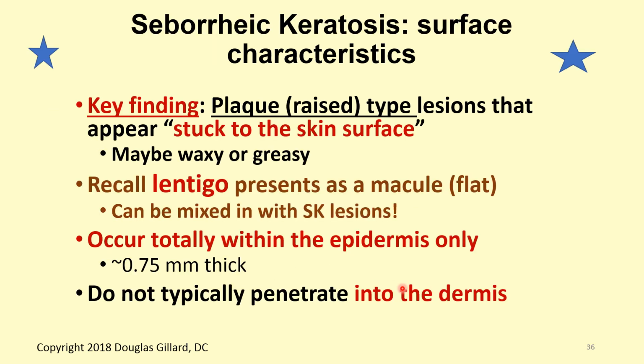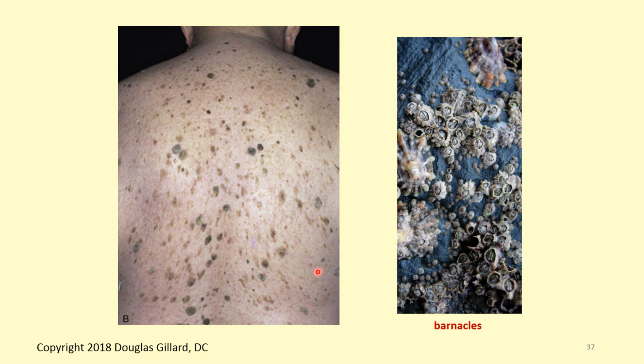Surface characteristics, again, the key finding is that kind of stuck-on-to-the-skin look that's waxy or greasy. Remember, the lentigo lesions don't look like that at all. They're flat macules. So that's how you can tell them apart from lentigo. And histologically, they don't make it into the dermis.